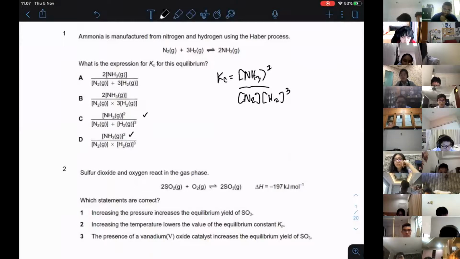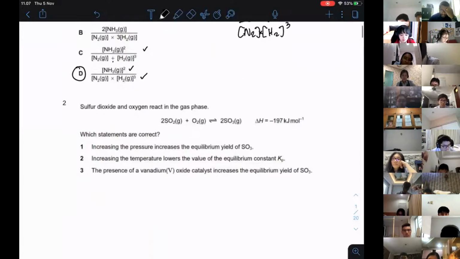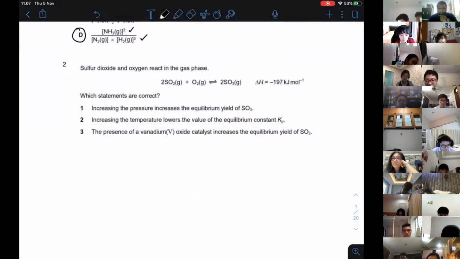You can see here, this is plus V1 times, okay? So the answer will be D. That's going to be the answer for this. Now, they say that sulfur dioxide and oxygen react in gas phase. Which one is going to be correct?